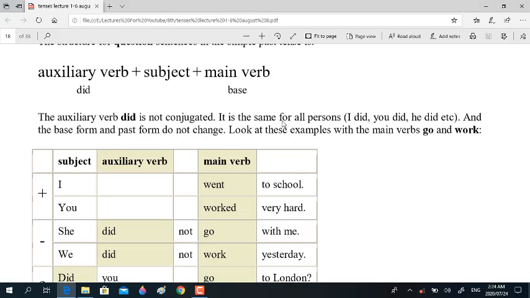I did, you did, he did. It is not variable, okay? And the base form and past form do not change, right? Look at these examples with the main verbs go and walk. I went to school, you walked very hard.